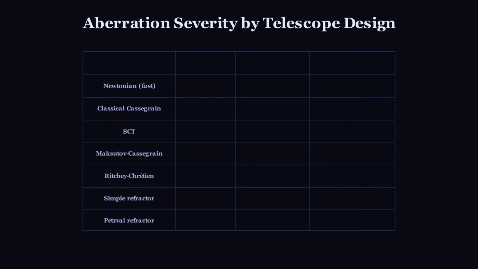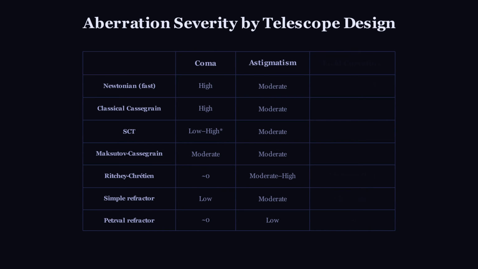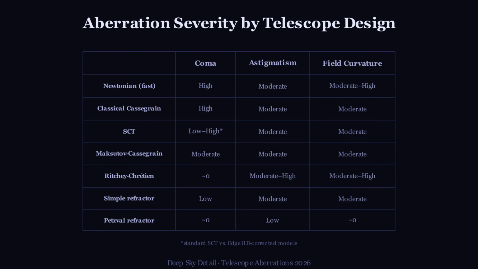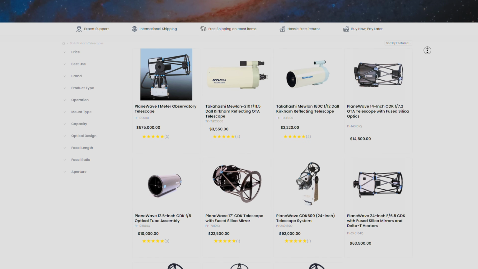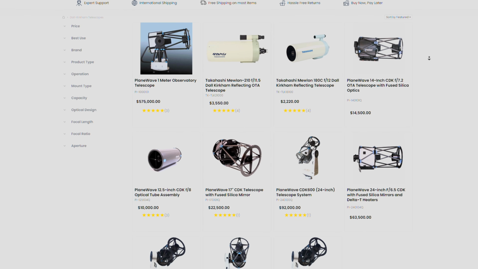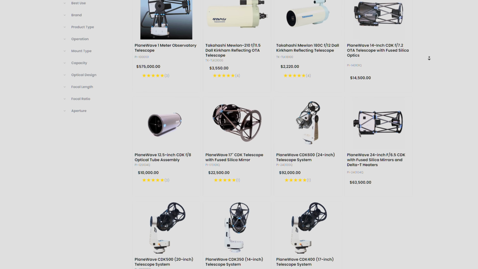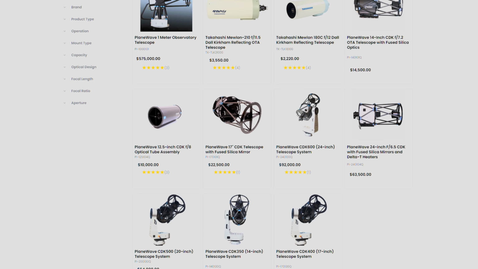A Maksutov-Cassegrain can, I think, theoretically suffer from anything as well. I don't see them used as much for deep sky imaging. I see them mostly for planetary imaging, so I don't have as much experience with them. But I think at most consumer sizes, they're well corrected for a lot of things. Now, if you have a lot of money and can afford a Dall-Kirkham telescope, then good for you. Again, from what I understand, Dall-Kirkhams suffer a lot from coma, and you either need to buy one that corrects for it or have a coma corrector for it.